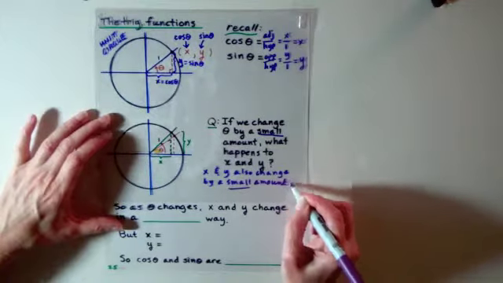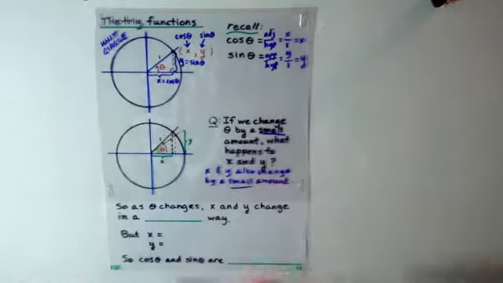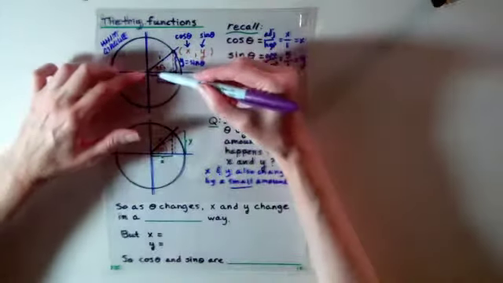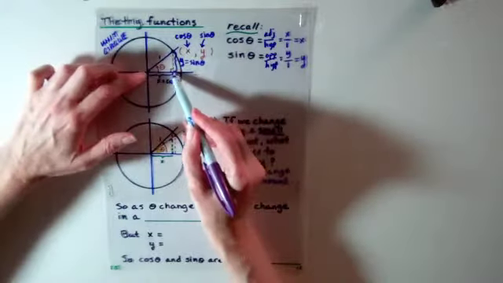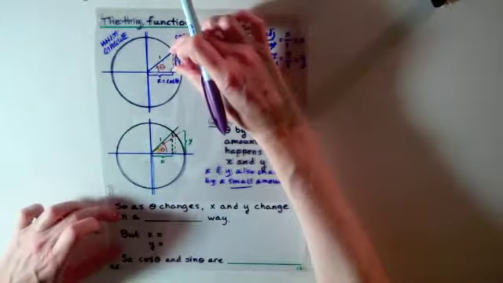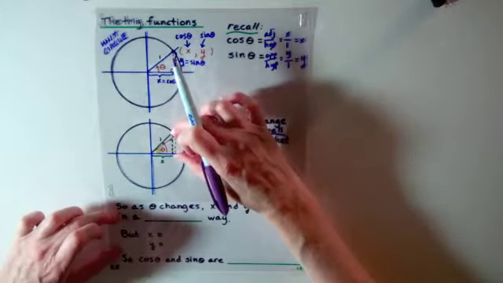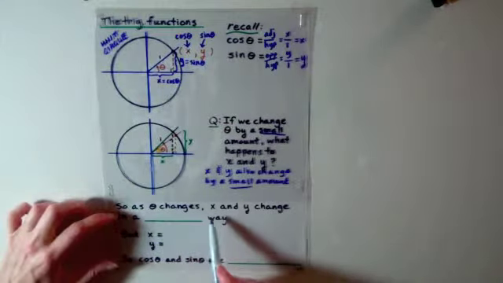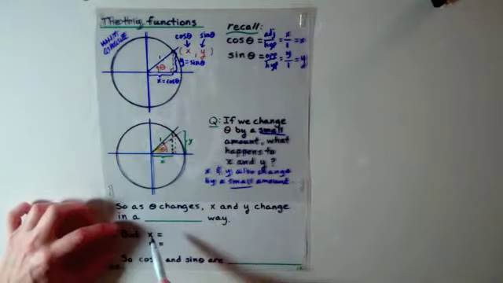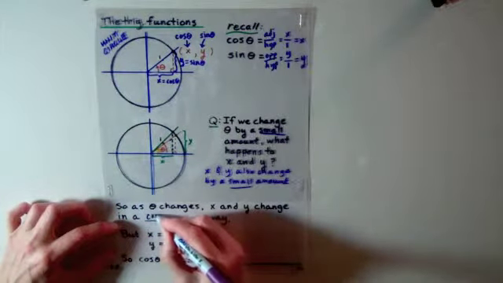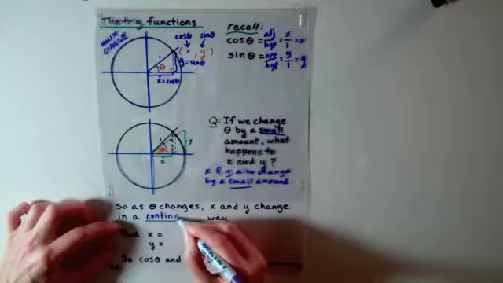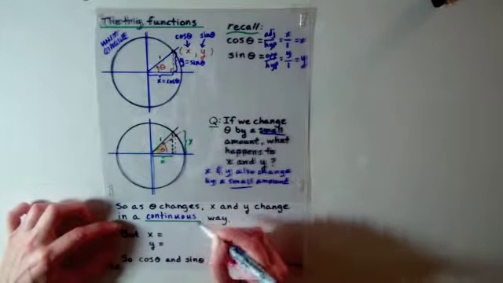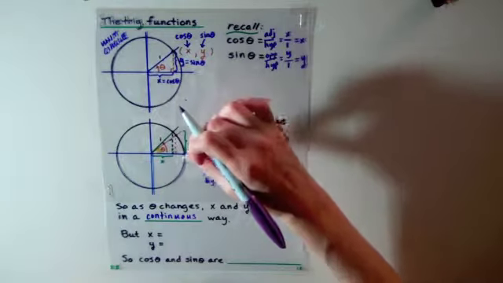In other words, x and y won't abruptly change and have a totally different value. As we change theta by a small amount, x shrinks by a small amount, and y expands by a small amount. So as theta changes by some tiny amount, x and y also change by some tiny amount. So as theta changes, x and y will change in a continuous way. They won't suddenly jump to some completely different value. They will change in a slow and continuous way.